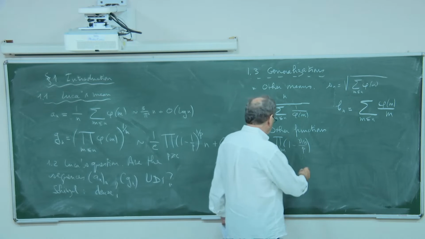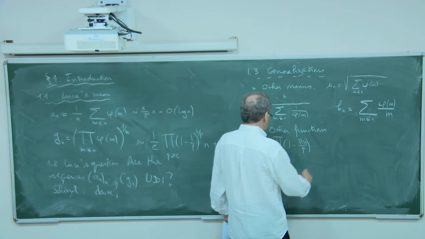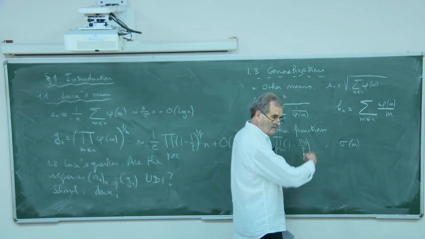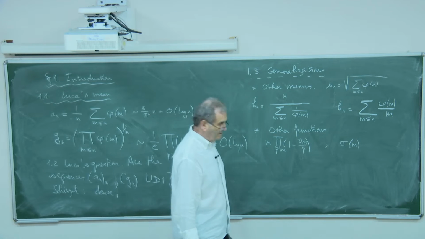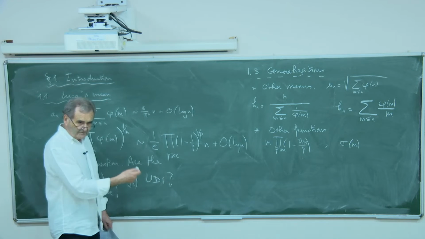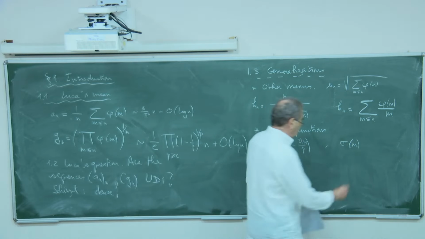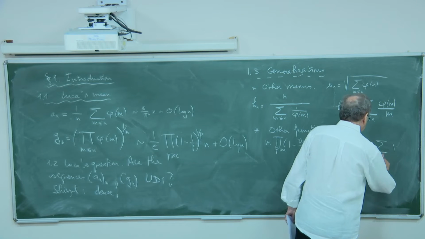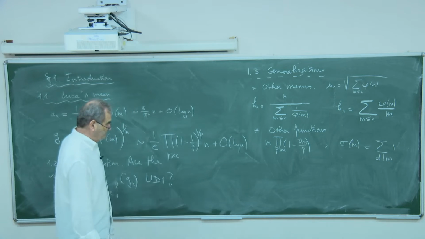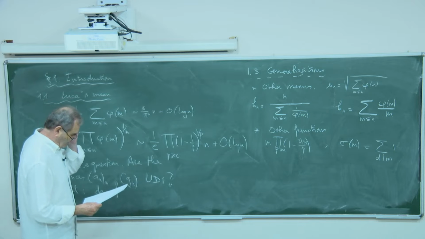But if you consider something, so this will be phi of m over m, and then with this part, but you can consider also sigma of m, a non-strongly multiplicative function. Sigma of m over m is not strongly multiplicative. Sigma of m is the sum of the divisors of m. It's something like phi of m over m. So you have all these functions.